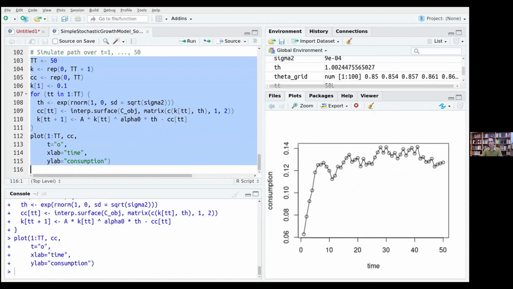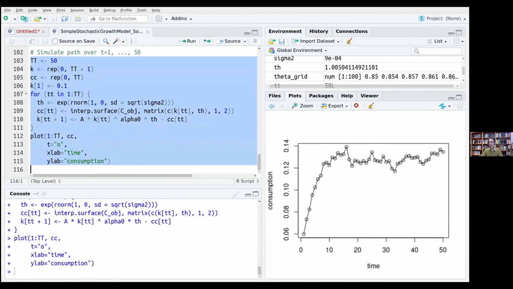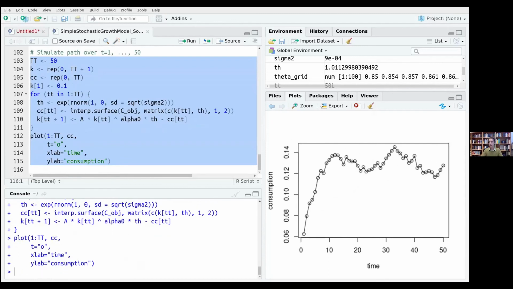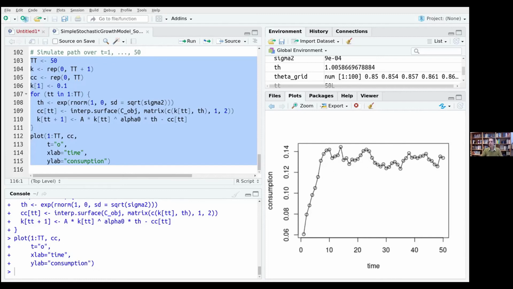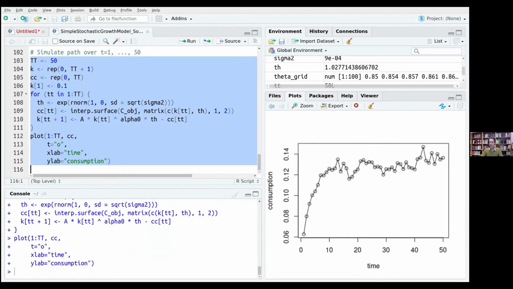And it looks like this. And if we redo that, it's different. Okay. So even though we start at the same level of capital, 0.1, the path of consumption is different each time, because the path of consumption depends on the random draws of the technology level. And therefore the optimal path is a stochastic process. And this is nicely illustrated here by recomputing the optimal consumption path depending on specific draws of the technology level.